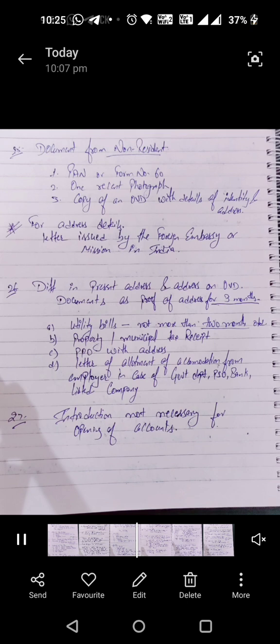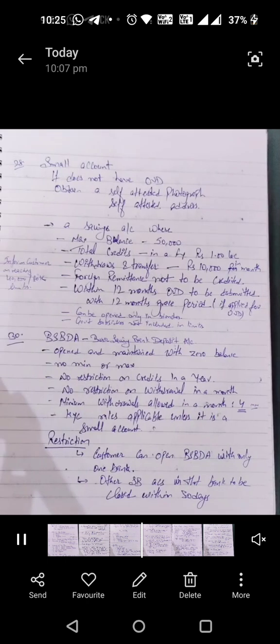Utility bills could be electricity bill, water bill or other things like telephone bill. Then property or municipal tax receipt. PPO is a pension payment order with the address. Then letter of allotment of accommodation from the employer in case of government departments, PSU banks or listed companies. Introduction is not at all necessary for opening of the account. For any account opening, introduction is not required. Here remember, where the present address is different from the official address, the proof of new address is to be given within 3 months.